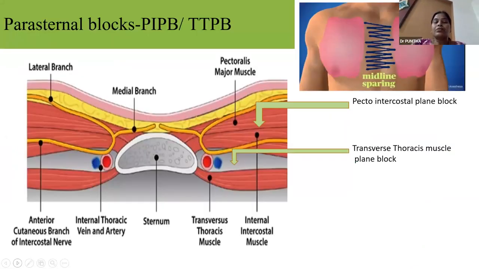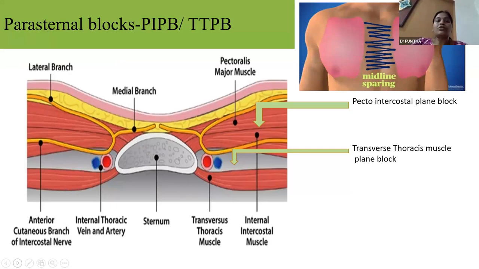So coming to the parasternal blocks. Why do we need parasternal blocks? We can see from the image that the PEC 2 and the serratus anterior supply the anterolateral part of the chest. However, there is a midline sparing, which is supplied by the anterior cutaneous nerves, which are branches of the intercostal nerves. However, these are not blocked by the PEC block and the serratus anterior plane block.